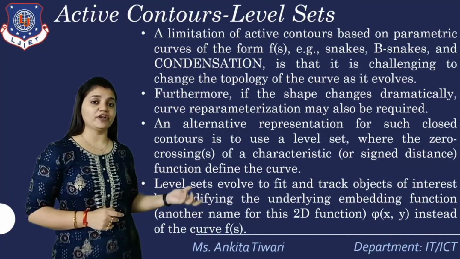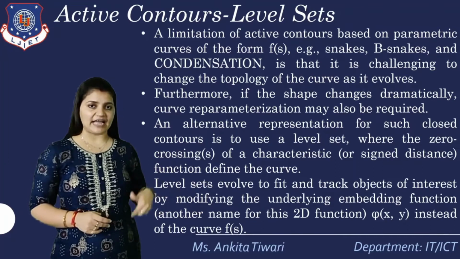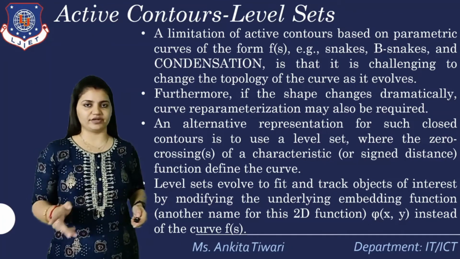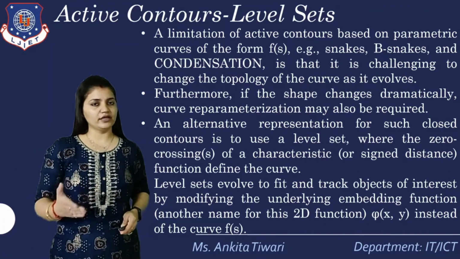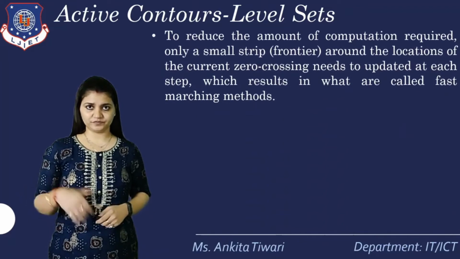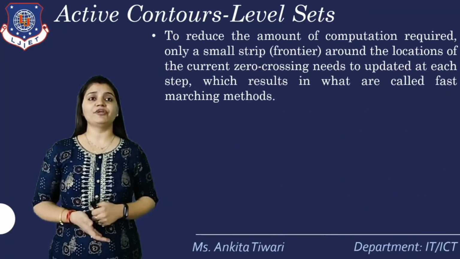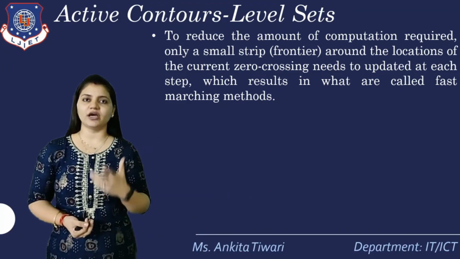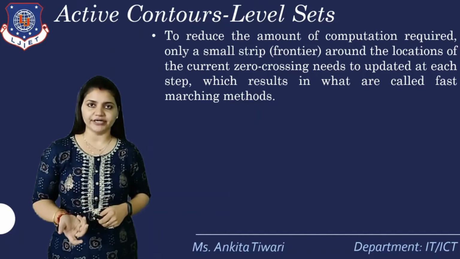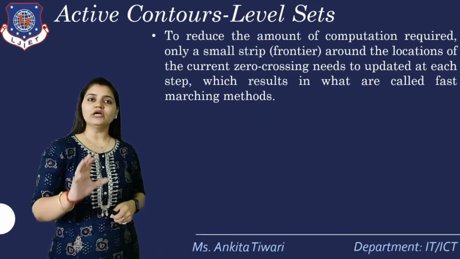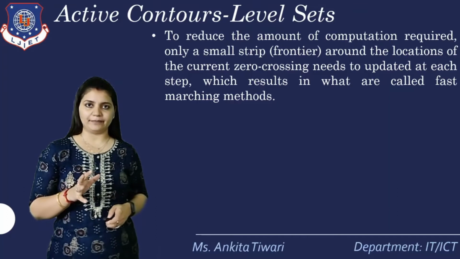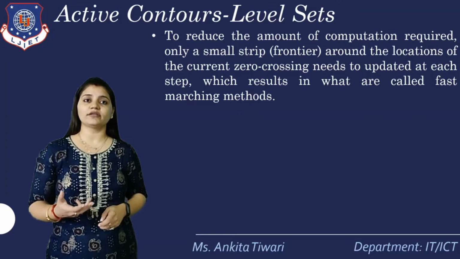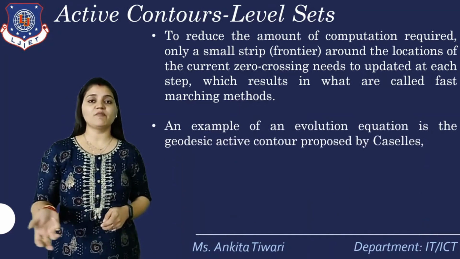The snake function parameter also we have defined. So instead of that, we are taking the psi function of x and y, which is known as the level set, which will fit and track the objects of interest by modifying the underlying embedded equations, or we can say functions. To reduce the amount of computation required, only a small strip, we can say a frontier, around the location of the current zero crossing has to be updated at each step if we want to compute the total required time. This results in what are called fast marching methods.